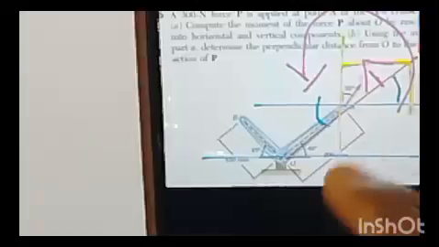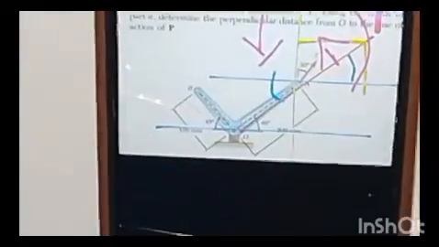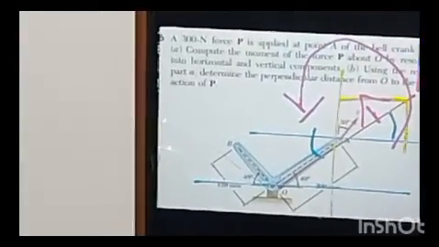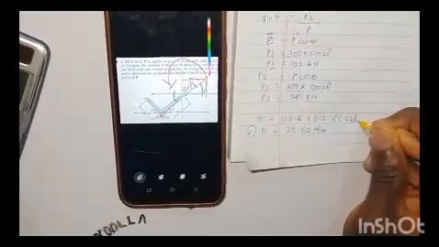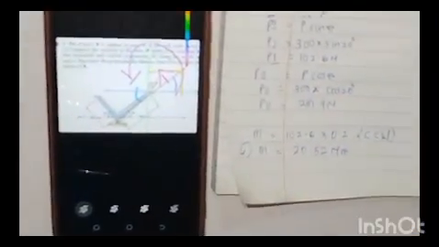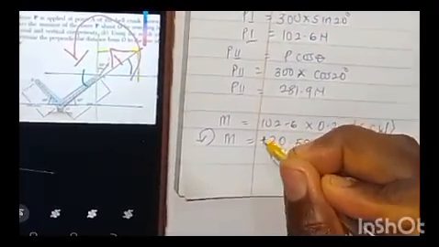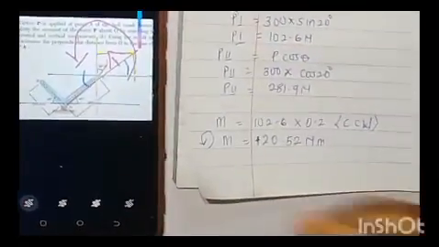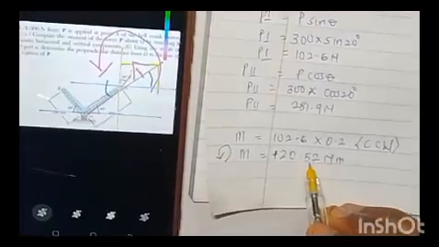As you can see, taking moment in this direction indicates we are taking our moment in the counterclockwise direction, denoted as CCW. So if you are taking your moment in the counterclockwise direction, you are going to have positive. But if you are taking it in the clockwise direction, the value for your moment will be negative. So this is all for part A.